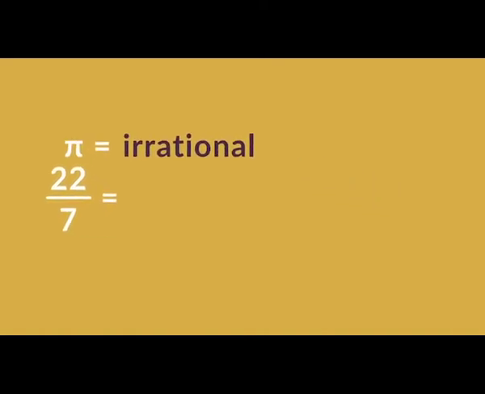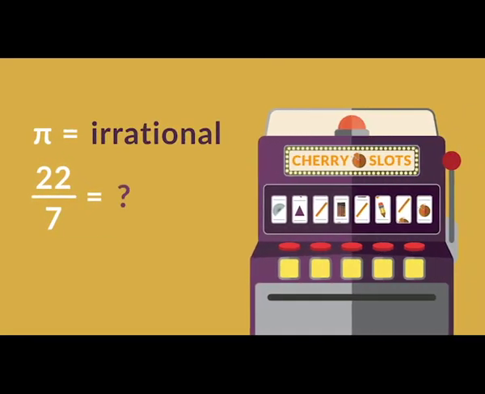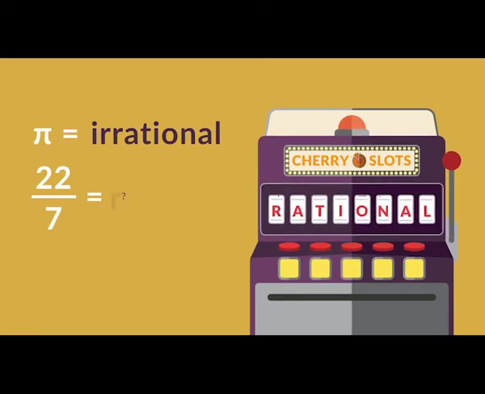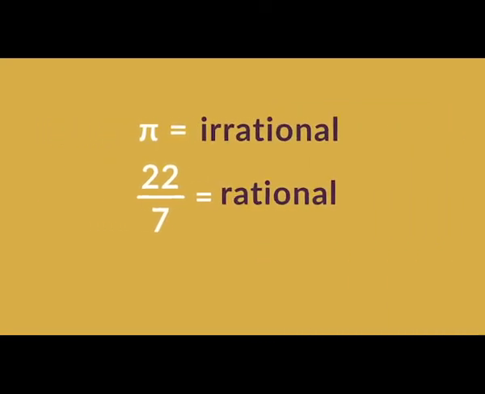The fraction 22 over 7 is often used to represent pi, which is irrational. Is 22 over 7 a rational or irrational number? 22 over 7 is a rational number because it is the ratio of two integers. It is a rational approximation of pi, but isn't exactly accurate.